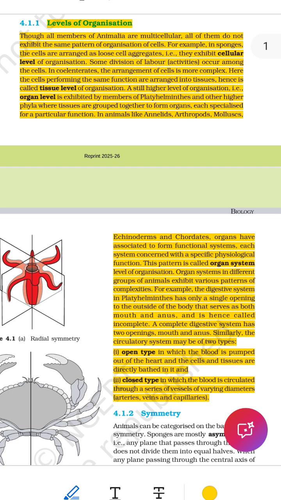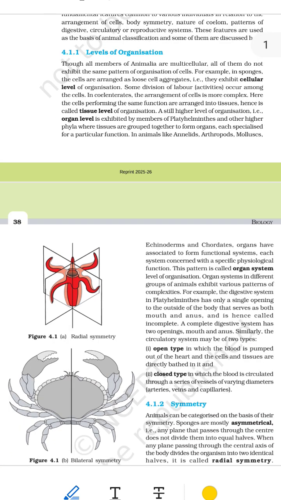1. Cellular level of organization, the most basic and simple level. What it means: the body is made of many cells, but the cells are not organized into tissues or organs. They are just loosely grouped together like a bag of random Lego blocks. Some cells do different jobs, but there's no teamwork. Example, sponges, found in water, can't move, just filter water for food.